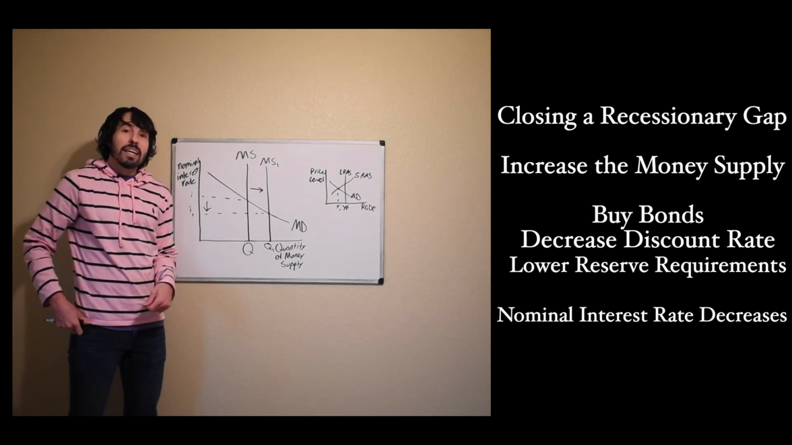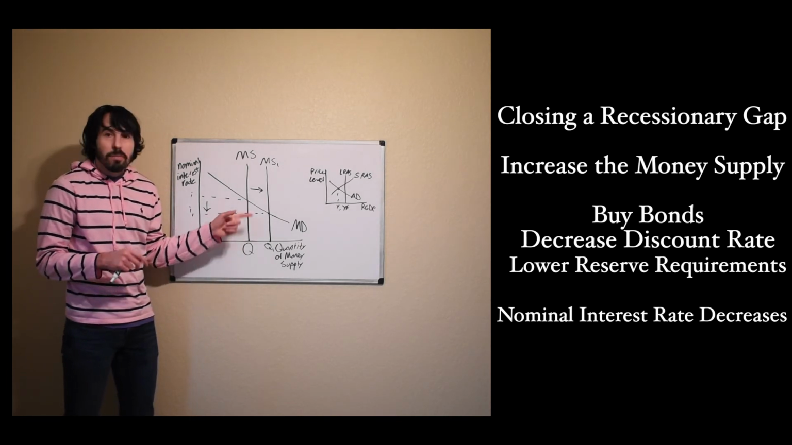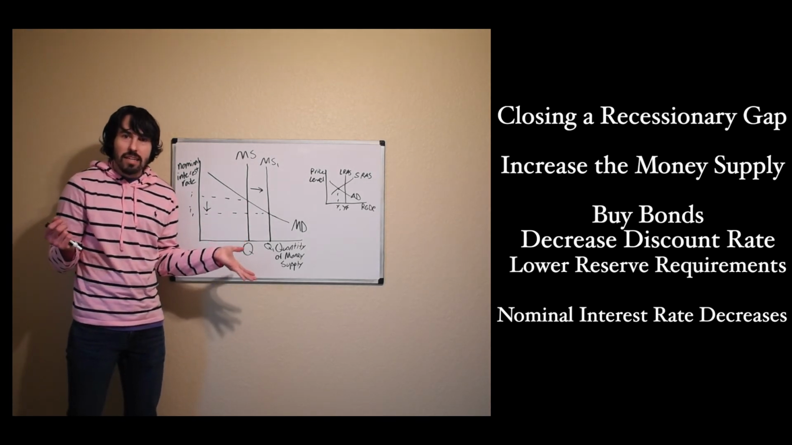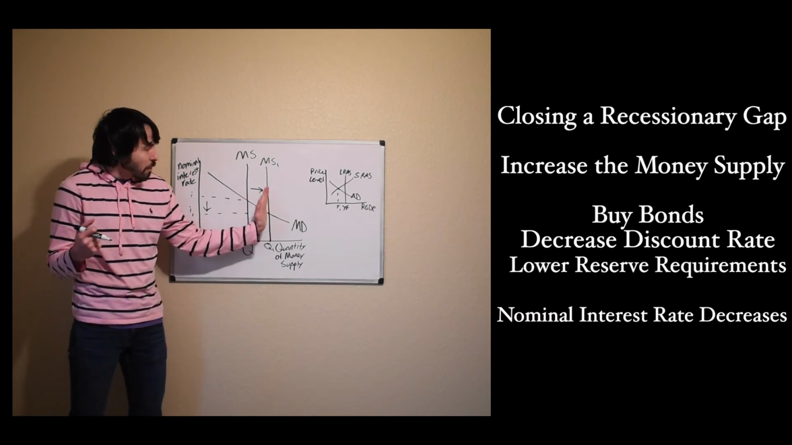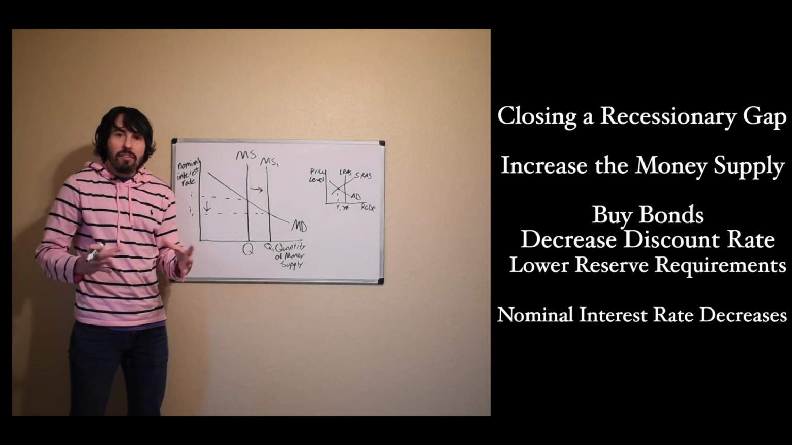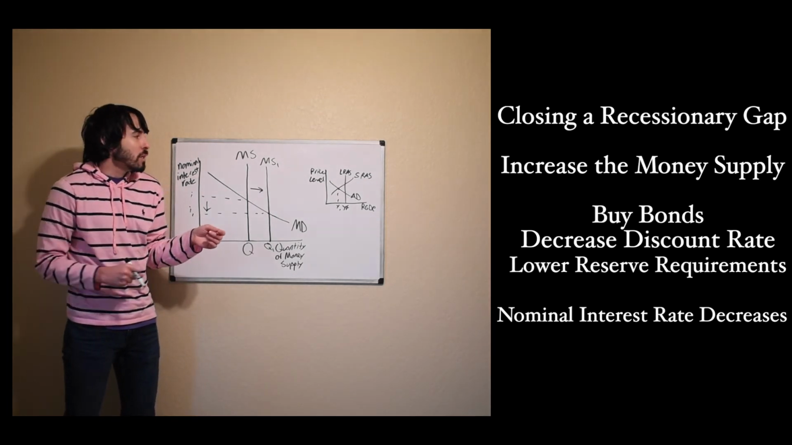So people are more likely to use their cash or walk around with cash in their pocket. They're less likely to save it in the bank because they're not missing out on as much interest that they could have earned by leaving their money in the bank. Also, there's more money available. Banks now have it. They're flush with cash and they can make bigger loans or make more loans to people.